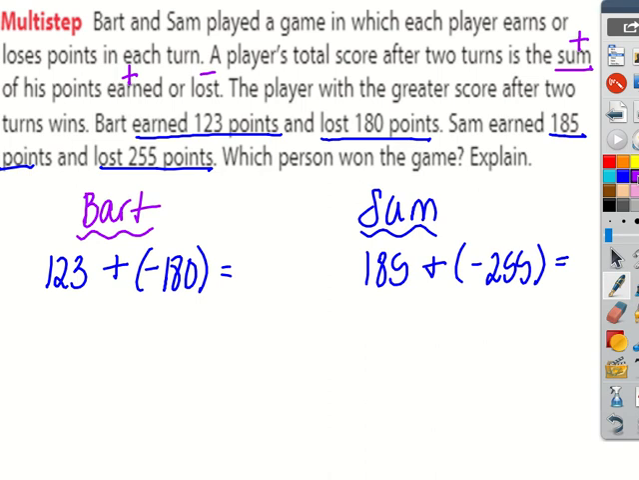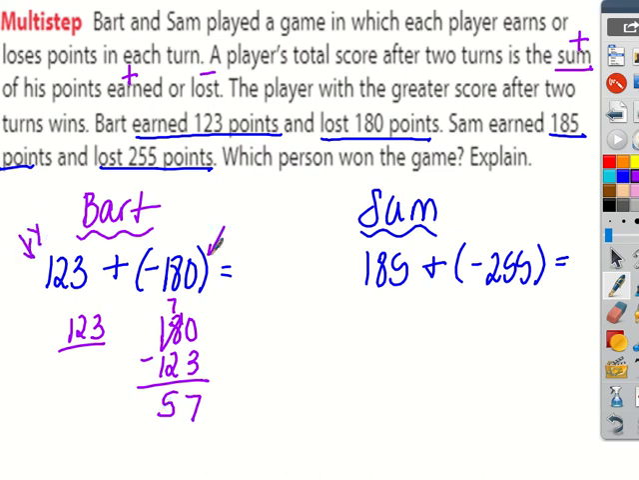So if we end up taking the absolute values, we have 123 and 180. Now if you go back to the definition, it says take the one with the lesser absolute value and subtract it with the one with the greater. So ultimately I'm going to subtract and I get 57. Well, if I think about it in terms of chips, I have 123 yellow and I have 180 red. So my larger group is a negative 57. Okay, so Bart's score is negative 57.